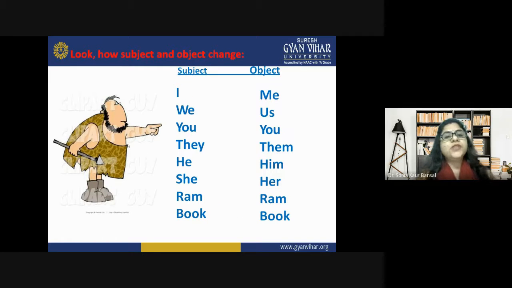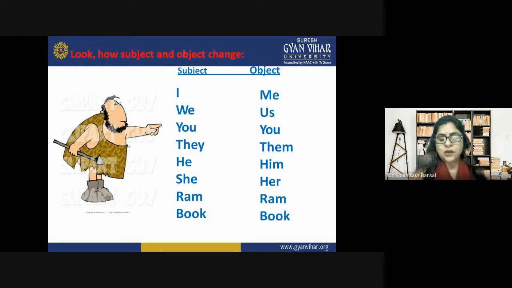Now look how subject and object change. You have to remember all these things very clearly, how the subject and object change from active to passive voice, students. So I changes into me, we changes into us, you remains the same in passive voice also, they becomes them, he becomes him, she becomes her, Ram will be Ram. It means a name will be a name. A noun will not be changed. The name of a person, place or thing will be the same. They will not be changed in any case.